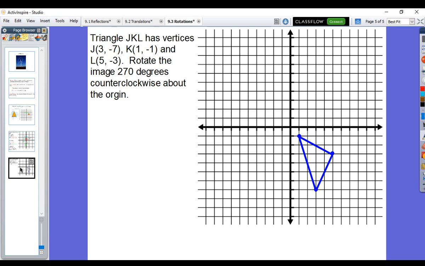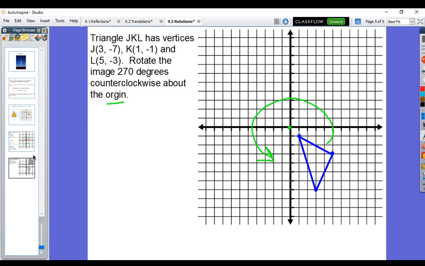So we got triangle JKL, has vertices J, K, and L, of course. We're doing a 270-degree rotation counterclockwise about the origin. That means it's rotating around this center. Here's the thing about the origin, meaning it's an outside thing. So it's going to go somewhere over here.